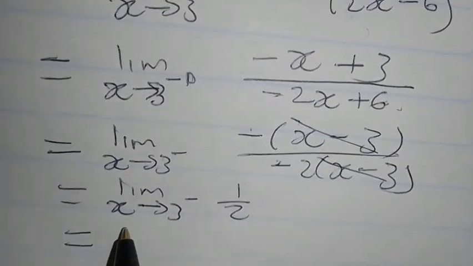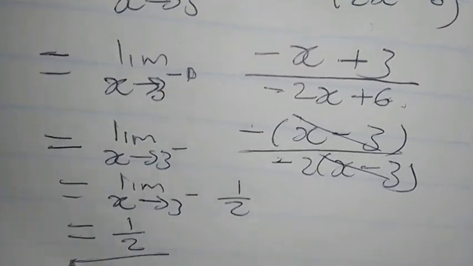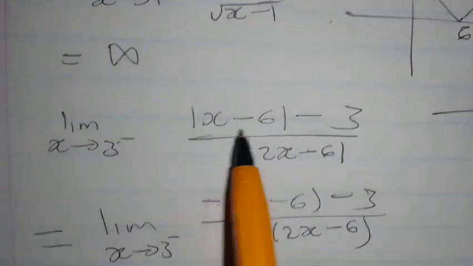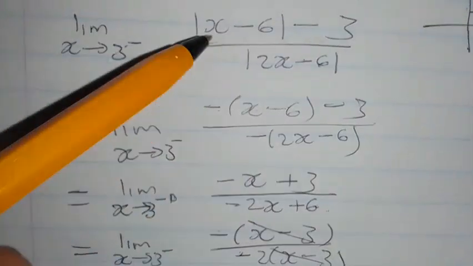The limit of a constant is constant. So the answer is just going to be positive half. So that's how you can evaluate this one. Notice how I simplified this one.